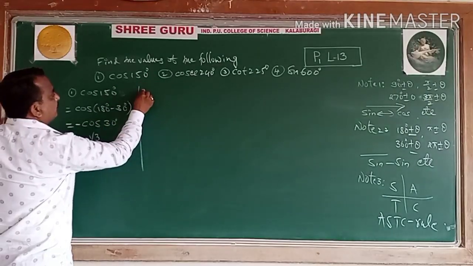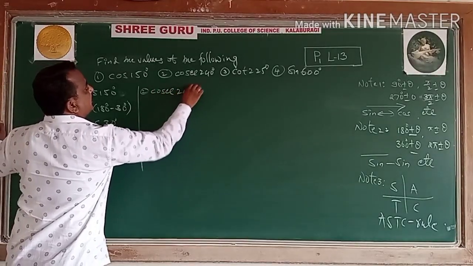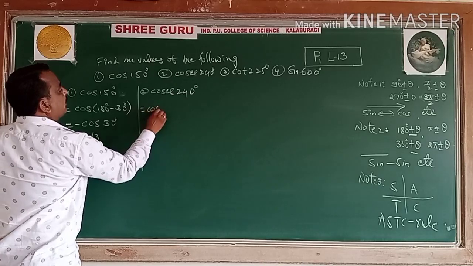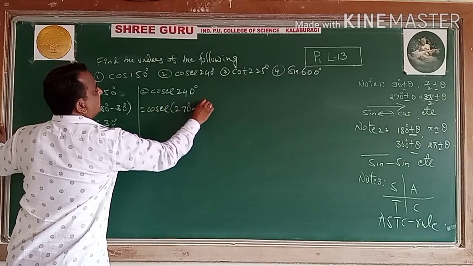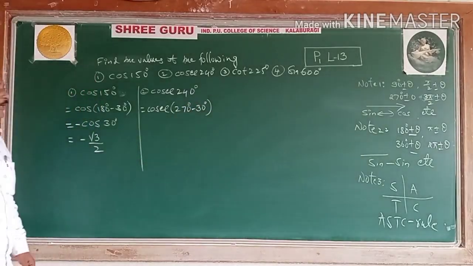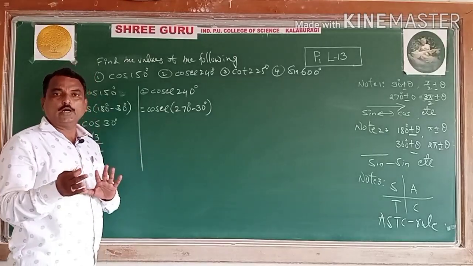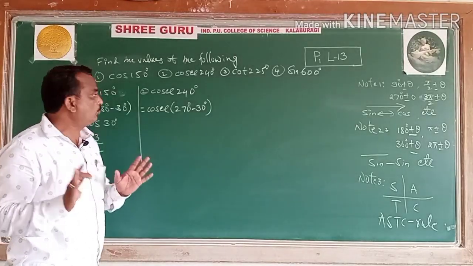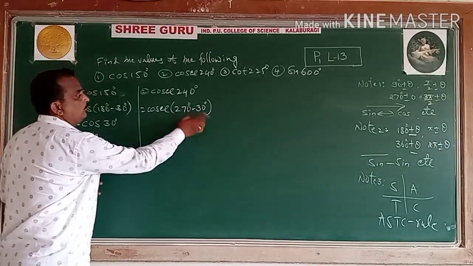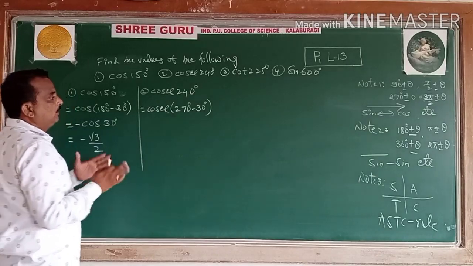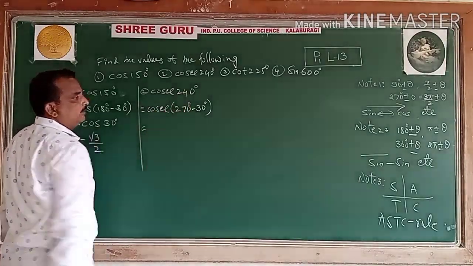Come to the second example: cosecant of 240 degrees. See, students, cosecant of 240 can be written as 270 minus 30, or you may take 180 plus 60 also. I have discussed the different ways of calculating in the previous class. But today I will not go for both ways; I will go for any one way. Either you may calculate 180 plus 60 or convert to 270 minus 30. So it becomes 240 degree.